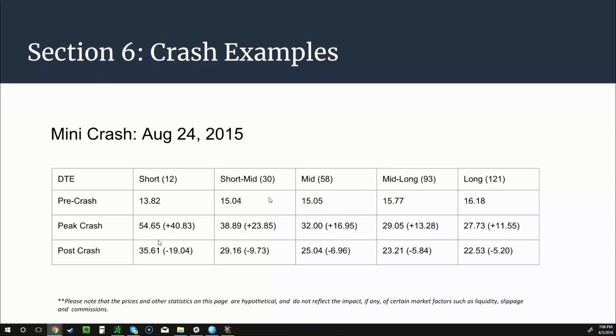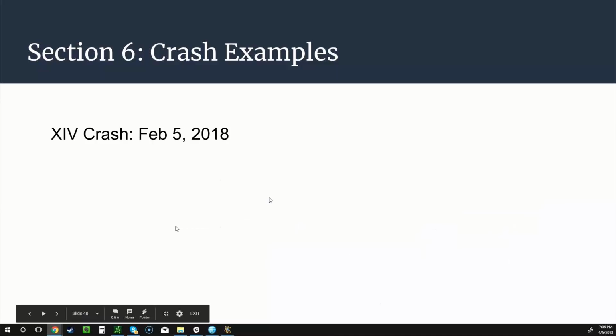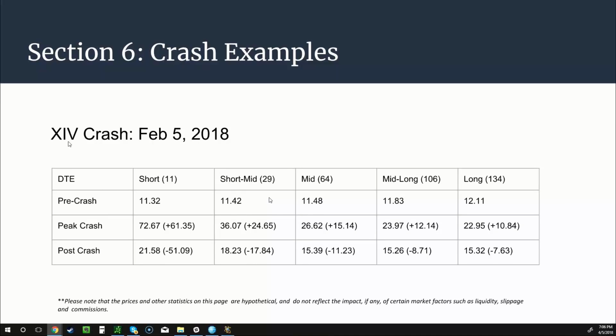So the volatility explosion and crush, if you will, is much more pronounced in the front part of the curve. In that mini crash in August of 2015, same thing, you had a 40-point inflation in the front part of the curve compared to just 11 points in the back part. And then it crushed by 20 points on the front part and just 5 in the back part. So again, you're seeing much more dramatic numbers in the front part. In the recent, I call it the XIV crash, but I don't know what history will call it, you had a 60-point inflation in the front part and just a 10-point inflation in the back part, and a 50-point crush compared to a 7-point crush. So you can see the front part of the shorter dated options is blowing up and deflating much more explosively and much more rapidly than the back part of the curve.